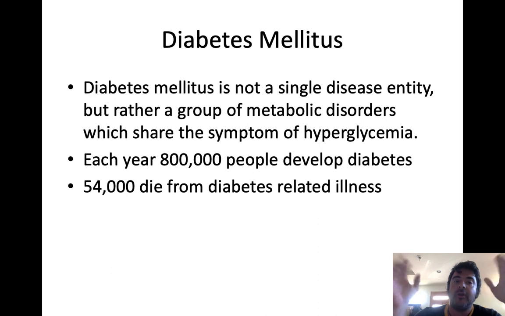Now, when you think about diabetes mellitus, it's not a single disease entity, but a group of metabolic disorders characterized by hyperglycemia, meaning blood glucose levels that are higher than the reference range, or higher than normal. It is a massive problem throughout the developed world. Every year, 800,000 people develop diabetes, and about 54,000 people die from that illness. If you compare that to COVID, diabetes mellitus actually takes a much more pronounced toll on the world's population.